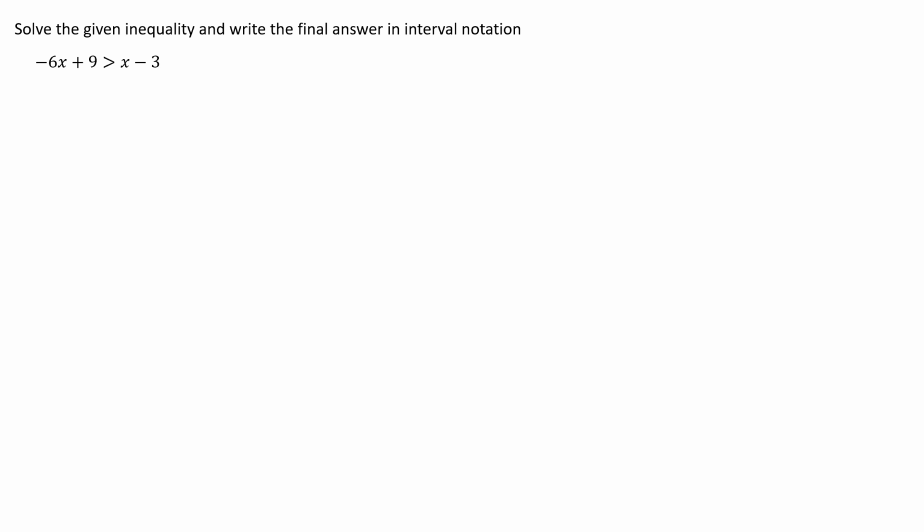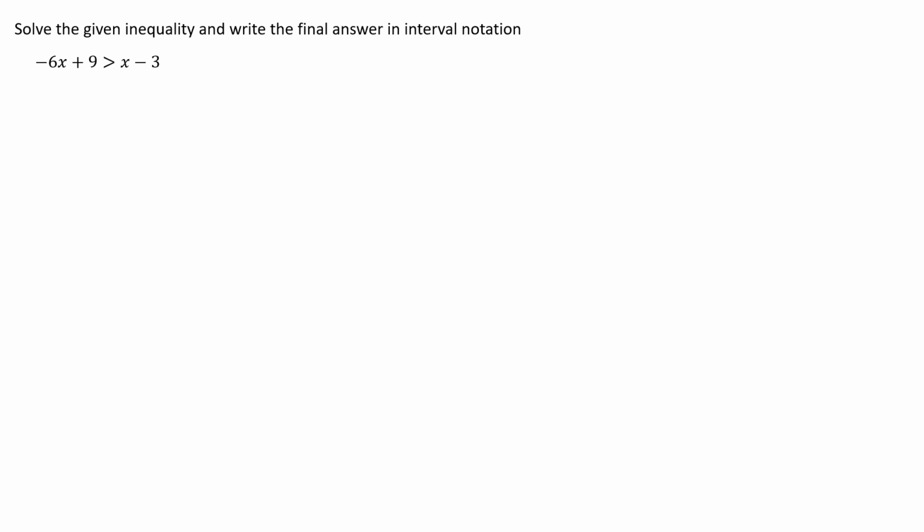The problem is telling us to solve the given inequality and write the final answer in interval notation. So the way to approach solving a linear inequality is the same way we would solve linear equations. In order to solve for x, we need to have all the x terms on one side of the equation and all the constants on the other side of the equation.